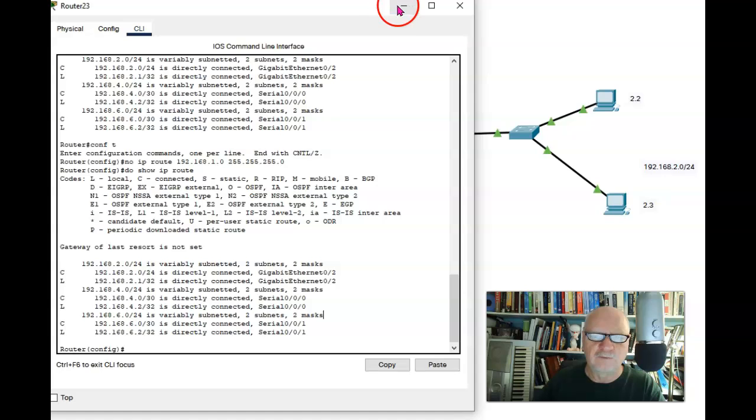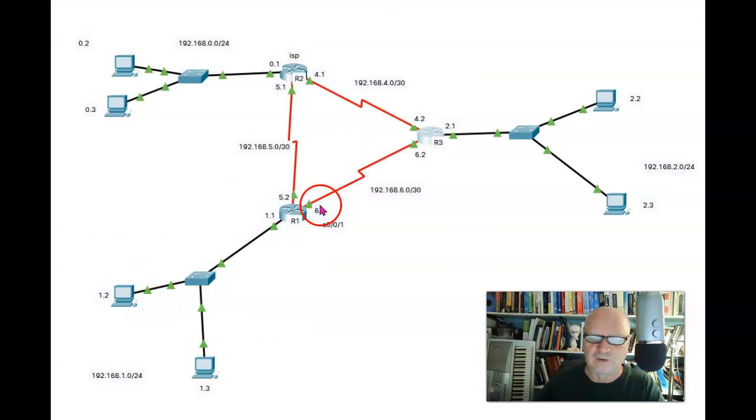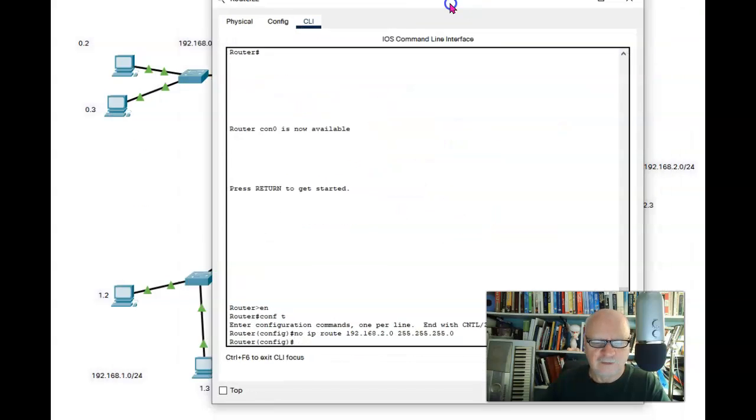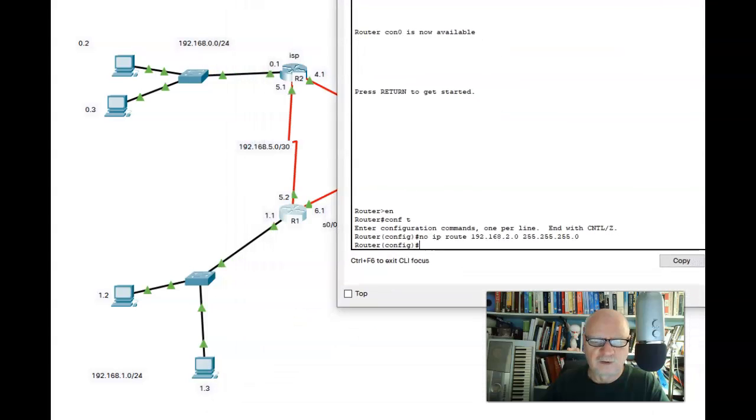So now our ping would fail again if we tried to get from 1.2 to 2.2, because this router doesn't know how to get to this network. This router doesn't know how to get to this network. Now the reason I took that static route out is because we're going to set up a default route. So let's go ahead and set up a default route up to this router, R2. Now how am I going to do that? Well, the command looks similar.